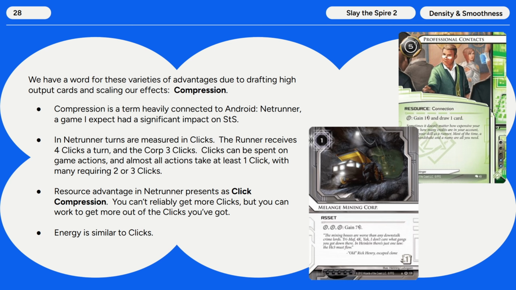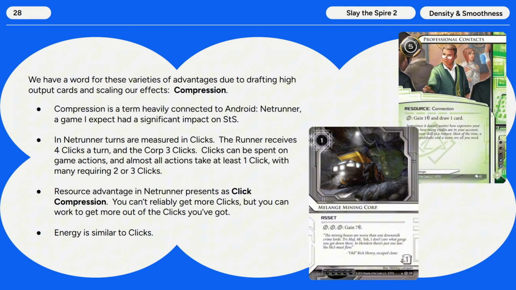Credits in Netrunner are kind of like stars on the region. It's like a resource that carries over from turn to turn. And normally in Netrunner, you can either click for 1 credit or you can click for 1 card. So Professional Contacts is a 5 cost power that lets you double the quality of your energy.